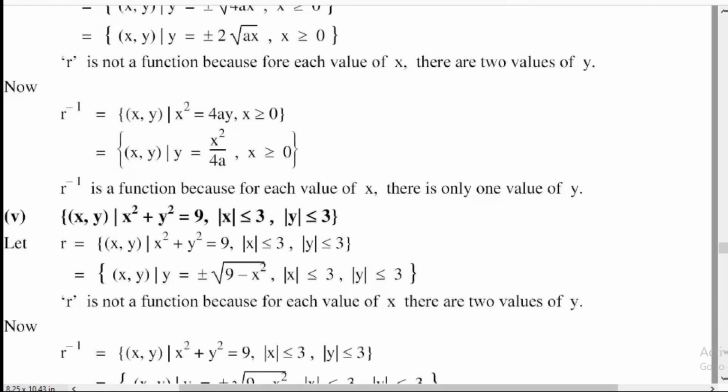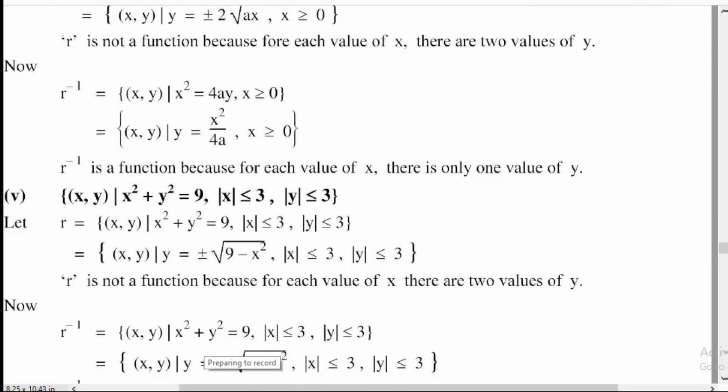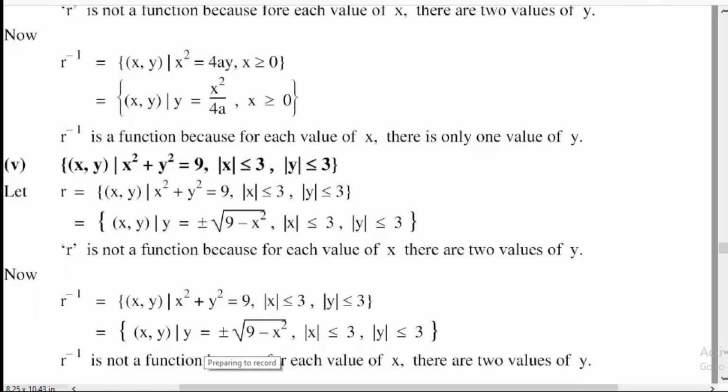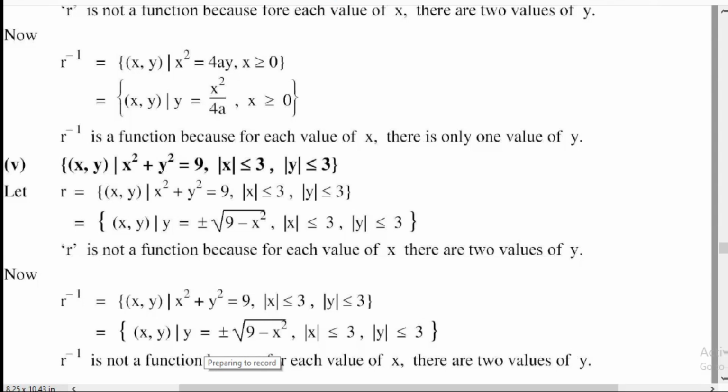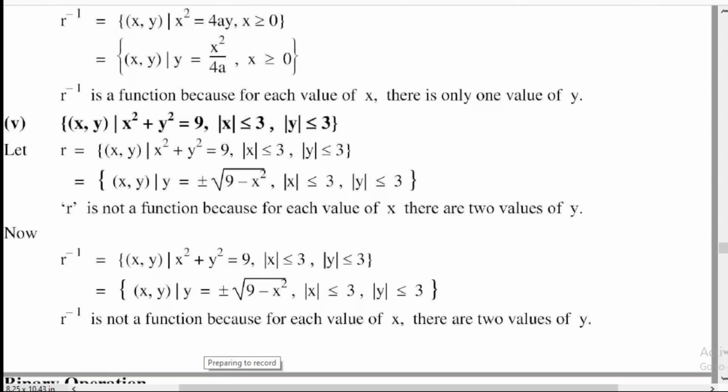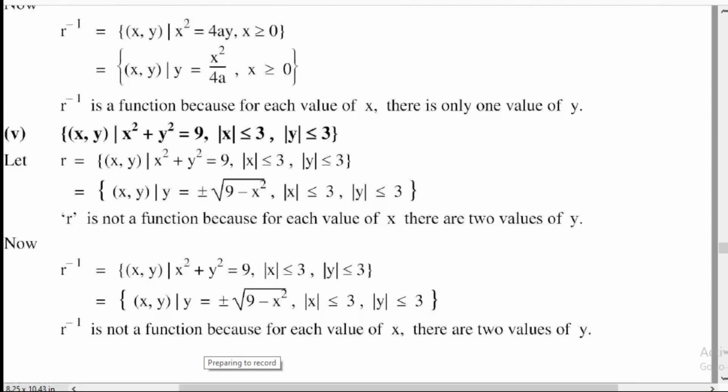R inverse is equal to {(x, y) such that x square plus y square is equal to 9, where absolute of x is less than or equal to 3 and absolute of y is less than or equal to 3}. Taking x square from the left-hand side to the right-hand side, the sign becomes negative, and taking square root on both sides, y is equal to plus minus the square root of 9 minus x square. R inverse is not a function because for each value of x there are two values of y. This is the required solution.